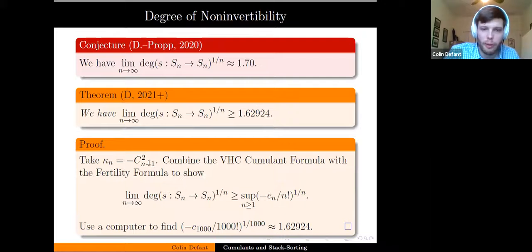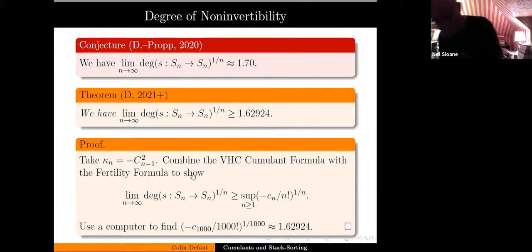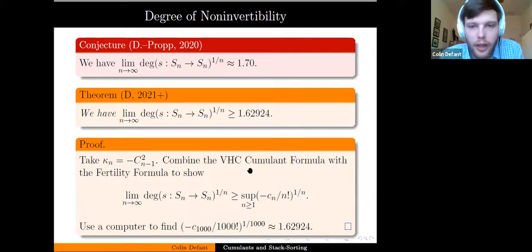So I just used this choice because it was the natural choice based on how I want to combine the VHC cumulant formula and the fertility formula. Sounds like a natural setup for linear programming. Huh. Yeah, I can definitely think about that.